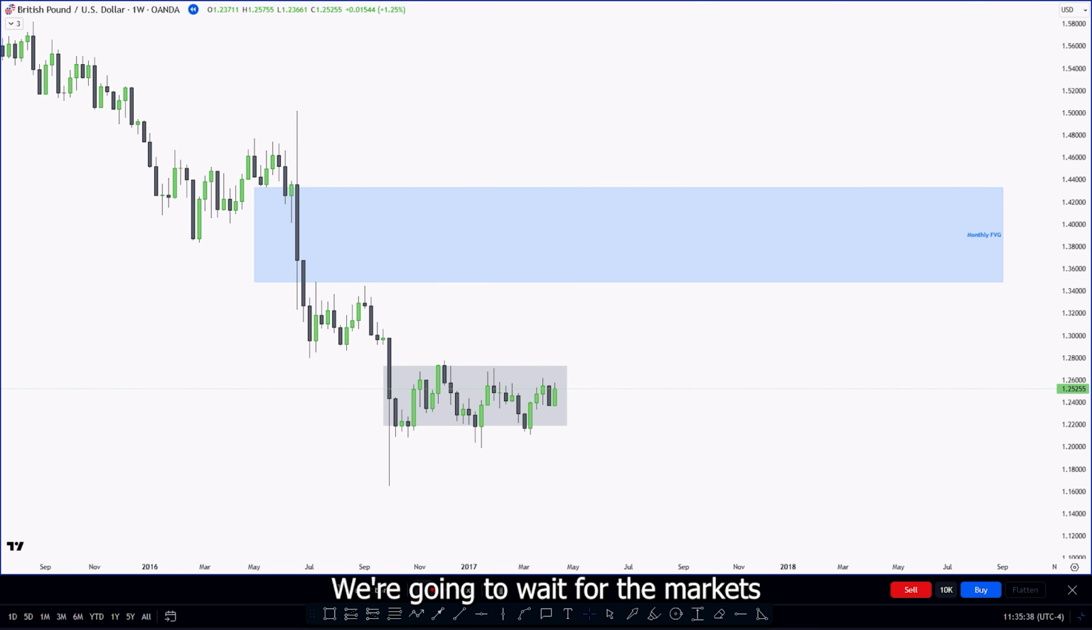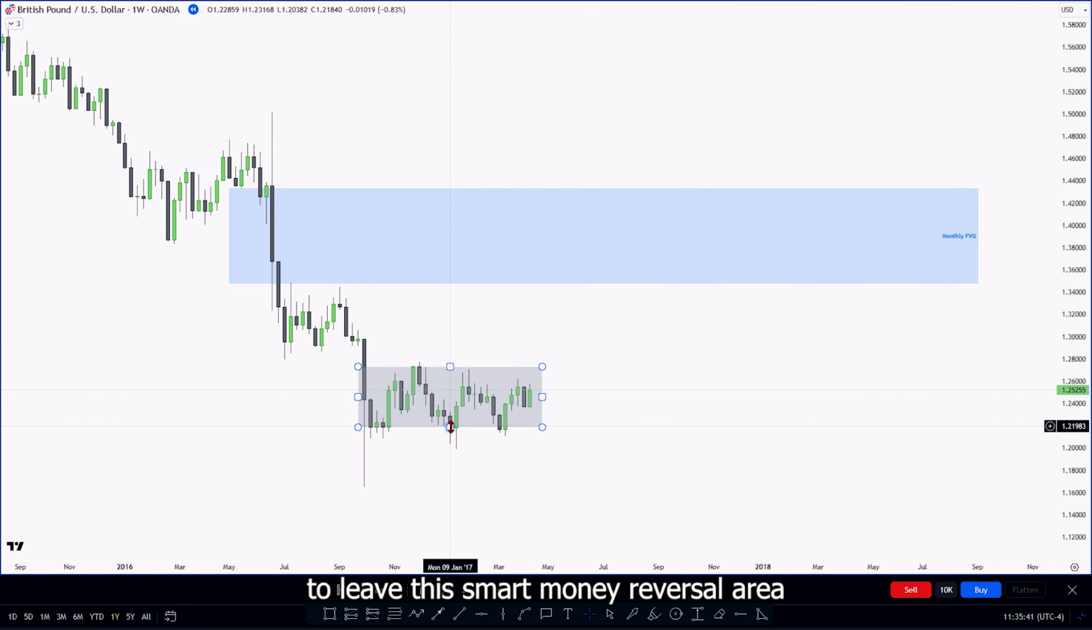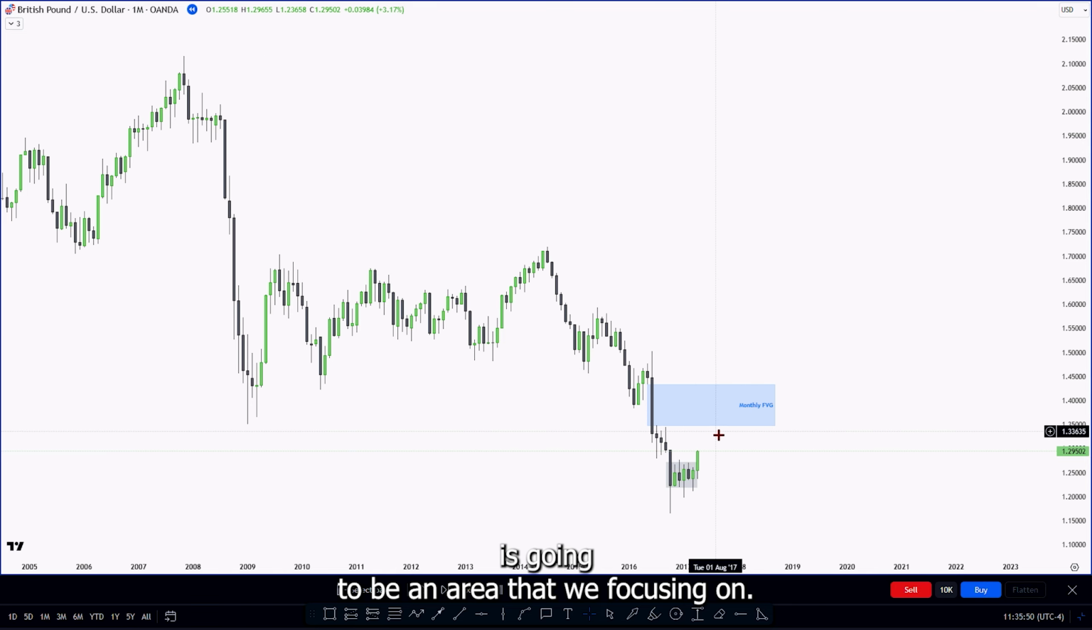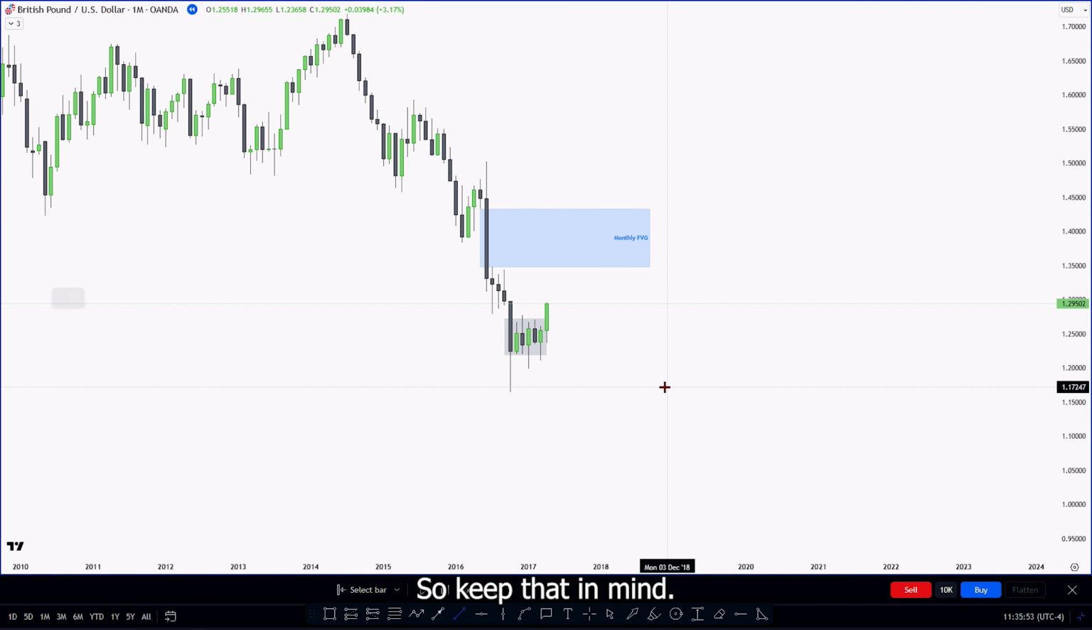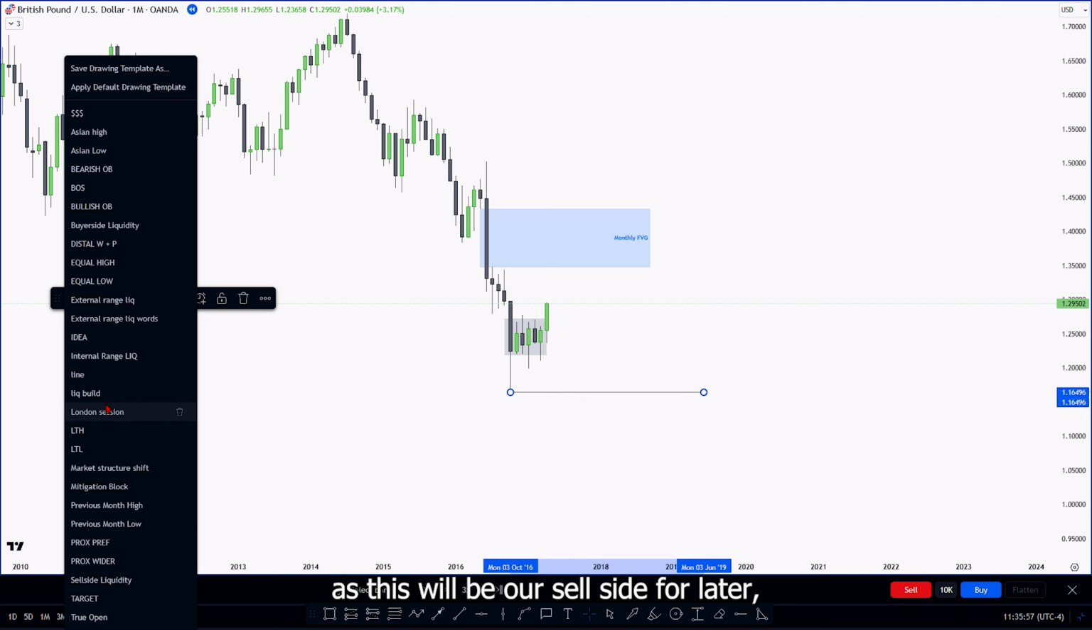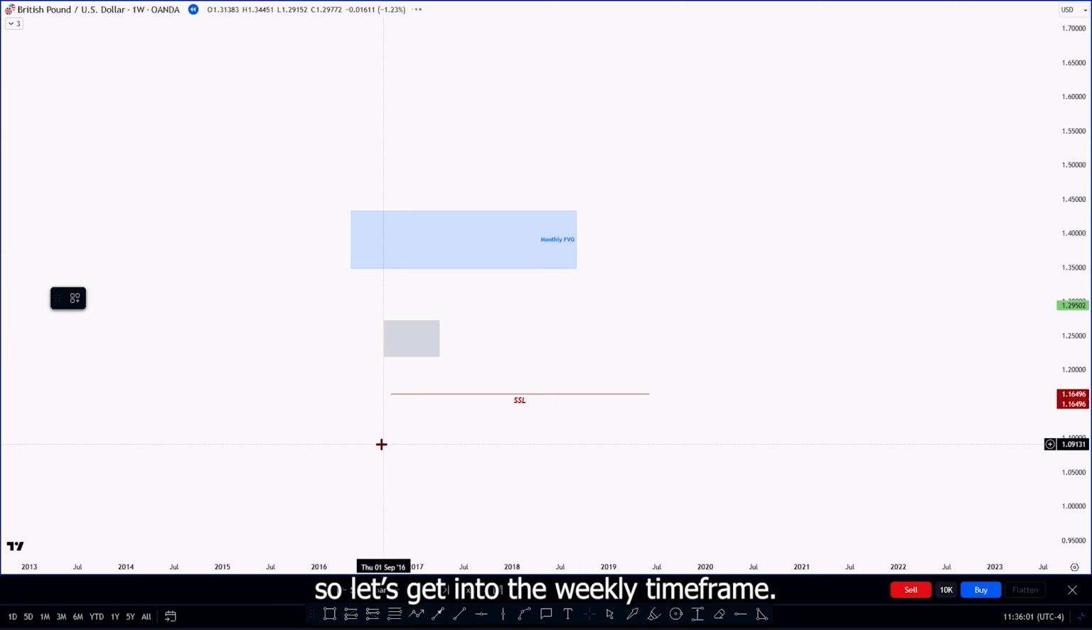We're going to wait for the market to leave this smart money reversal area like this. This is going to be an area that we are focusing on, right? So keep that in mind. I'll just put lows here. This will be our sell side for later. So let's get into the weekly time frame.